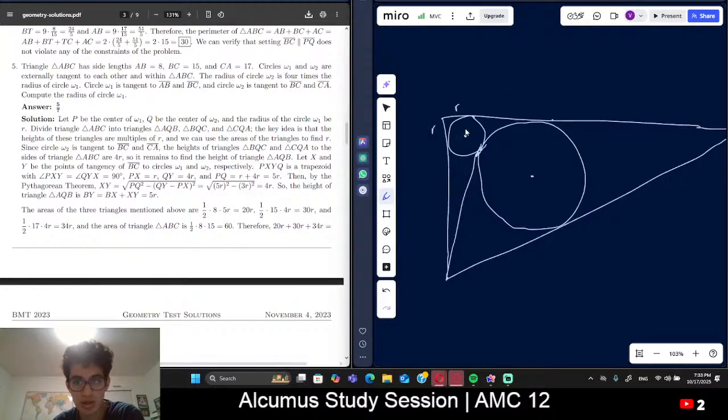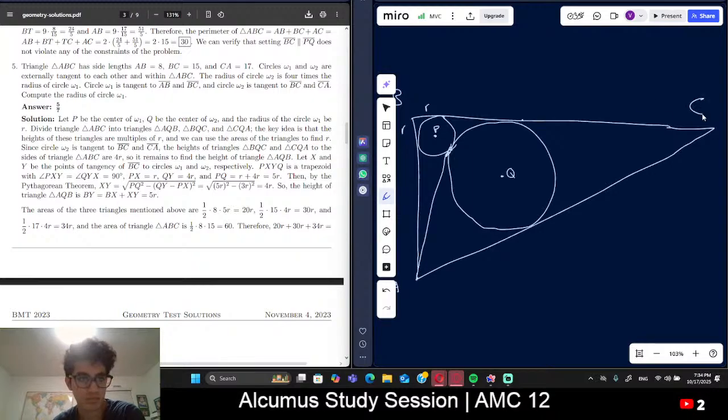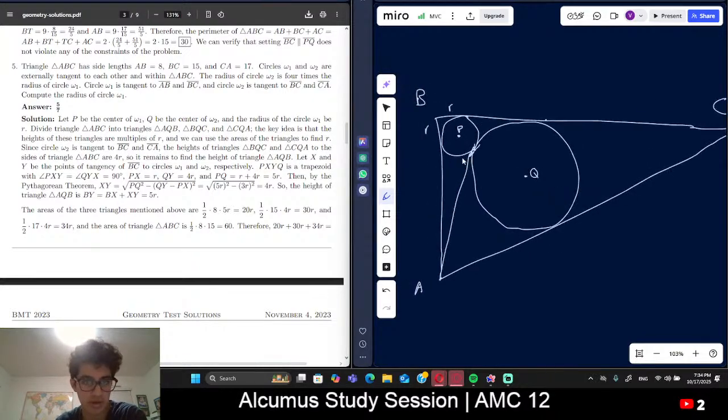Okay, let P be the center of omega 1. Let Q be the center of omega 2. Let the radius be R. Yeah, okay. Divide triangles A. So wait, what is it? What was A? This is B, right? So A, B, C. PQ is 5R. Yeah, fine.